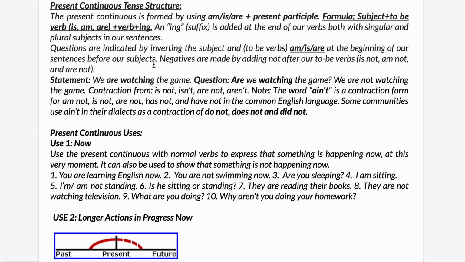Questions: when we want to make questions, we bring these to be verbs to the very beginning of the sentence, and at the very end of the sentence we put a question mark. For example, we are watching the game. This is a statement. Why? Because we have a full stop or period at the very end of the sentence. But in order to make this a question, we bring this part of the sentence before our subject, and then instead of a period we put a question mark. For example, here: are we watching the game? We're not watching the game. So this is a negative form of our sentence.